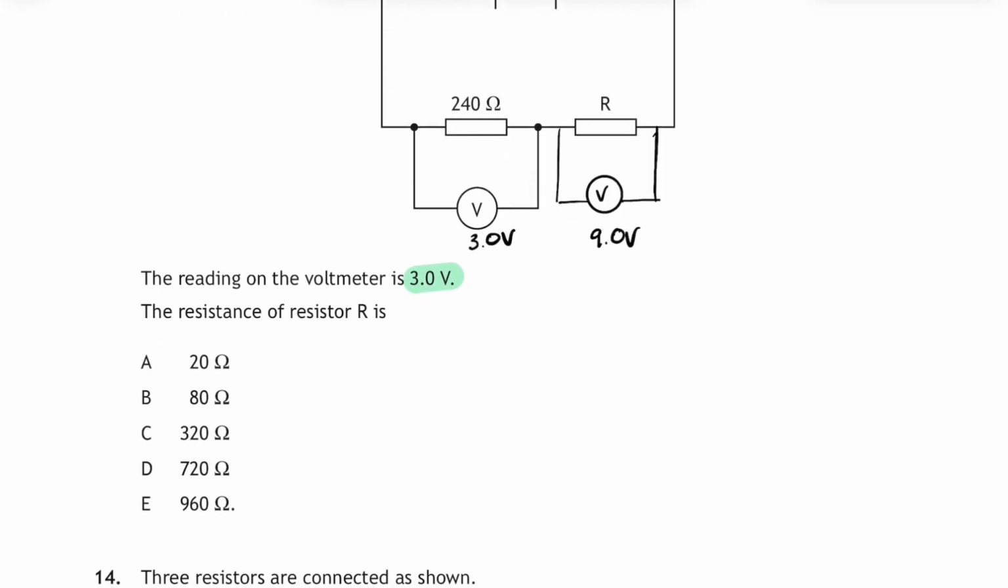Now those two voltages are in a ratio of 1 to 3. 9 volts is 3 times bigger than 3 volts, so resistor R must be 3 times bigger than 240 ohms. So it must be 720 ohms, not volts, you dummy. Just as well my rough working isn't marked in the multiple choice section. Anyway, that's answer D, 13D.